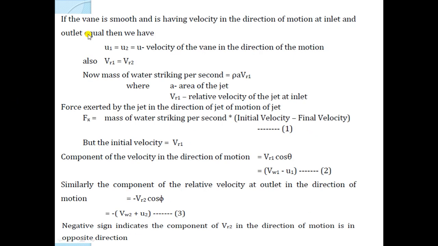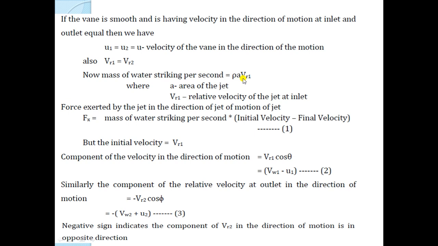Now, if we assume the vane to be smooth and having the same velocity at inlet as well as outlet, U1 will be equal to U2. Let us consider U1 equal to U2 equal to U, which is the vane velocity in the direction of motion. Also, since the vane surface is smooth, the relative velocity will be the same, that is Vr1 is equal to Vr2. Now, let us apply the impulse momentum equation. So mass of water striking per second is equal to rho A Vr1.